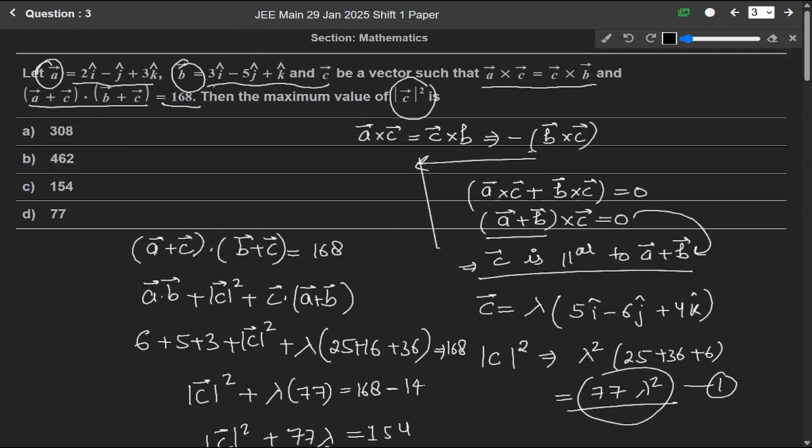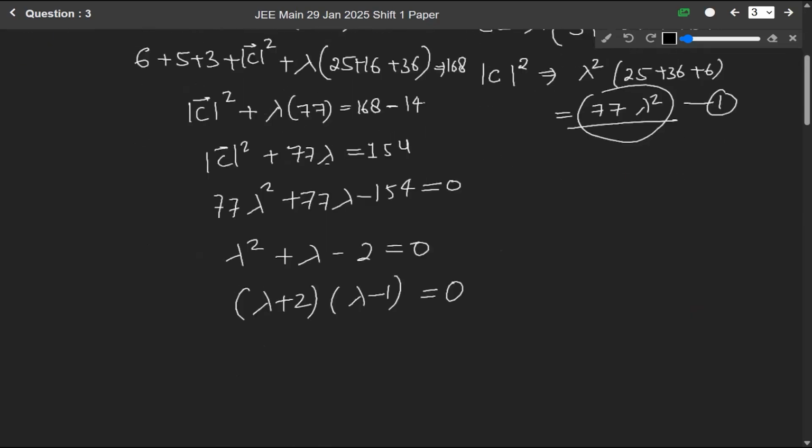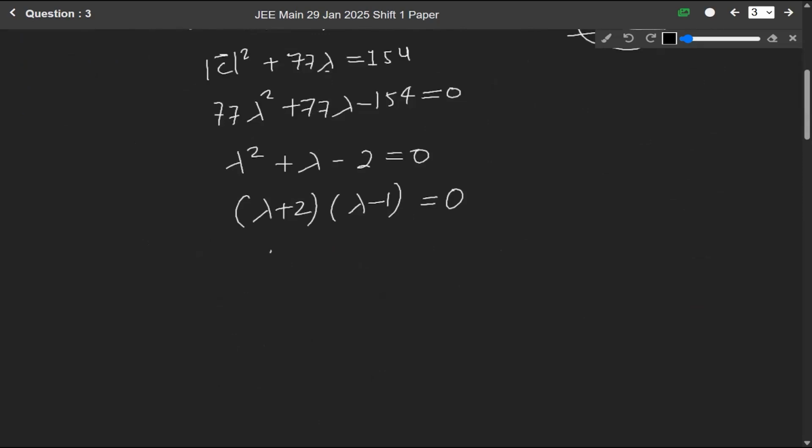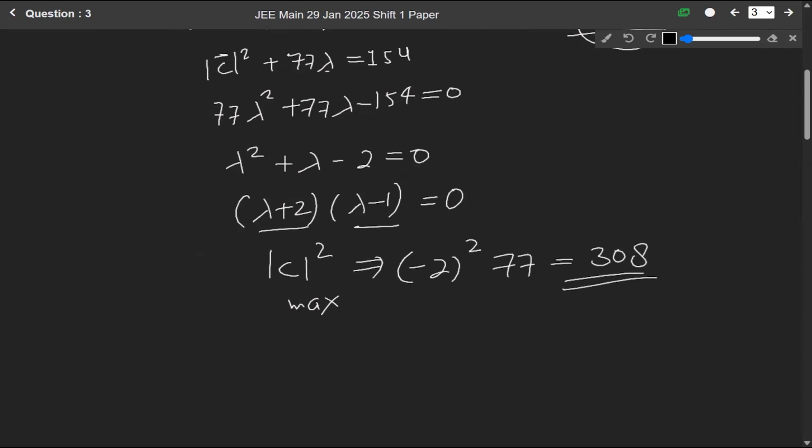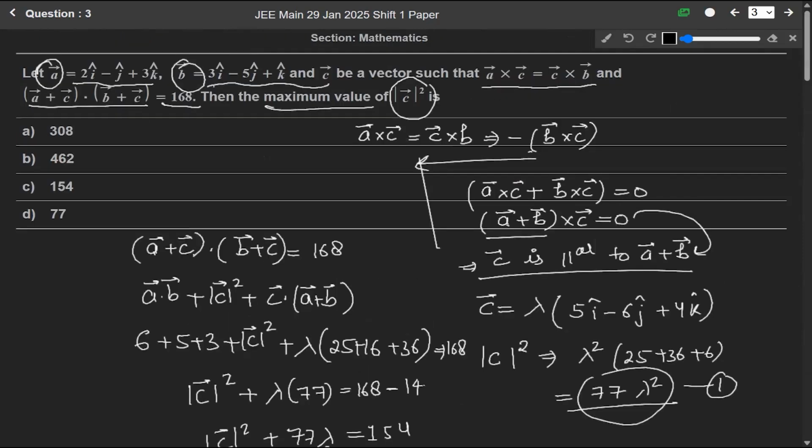Since we have to find the maximum value of modulus of C square, for maximum value we can write modulus of C square maximum. From here lambda will be equal to minus 2 and here lambda will be equal to 1. So for maximum value, since it is modulus, we take minus 2 square into 77. So it will be 308. So our answer is 308, which means option A is the correct answer.